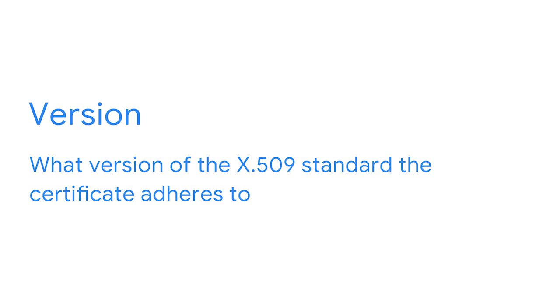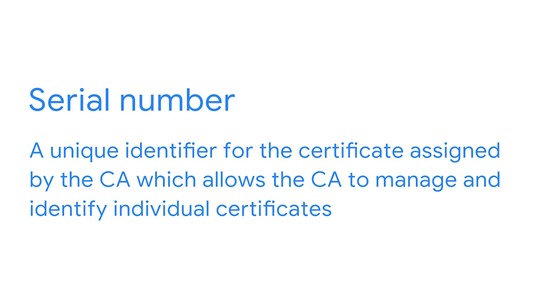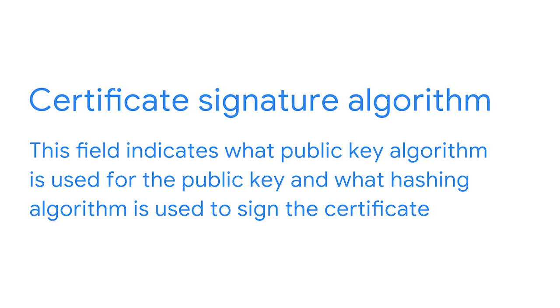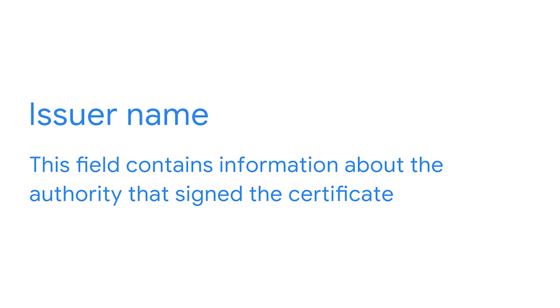is version 3. The fields defined in an X509 certificate are the version, what version of the X509 standard the certificate adheres to; serial number, a unique identifier for the certificate assigned by the CA, which allows the CA to manage and identify individual certificates; certificate signature algorithm. This field indicates what public key algorithm is used for the public key and what hashing algorithm is used to sign the certificate. Issuer name.